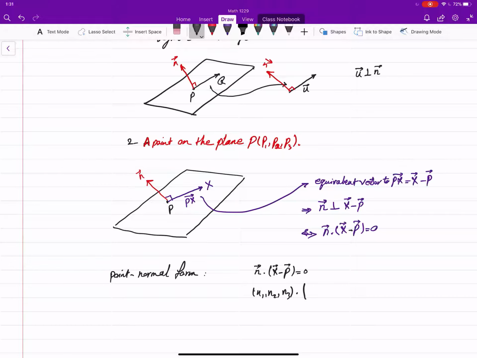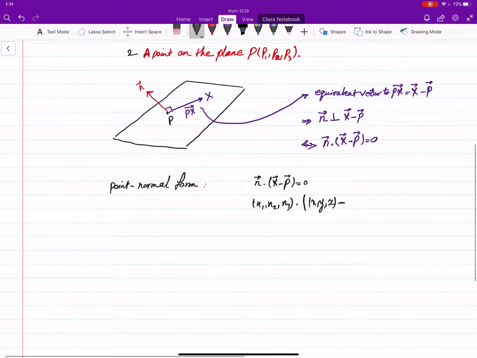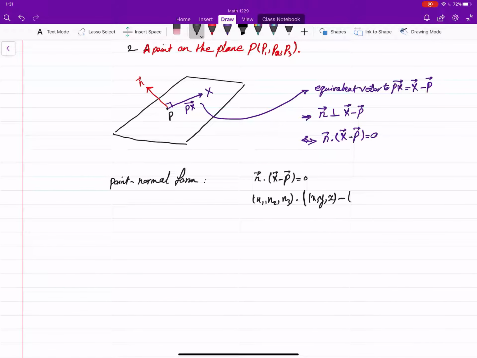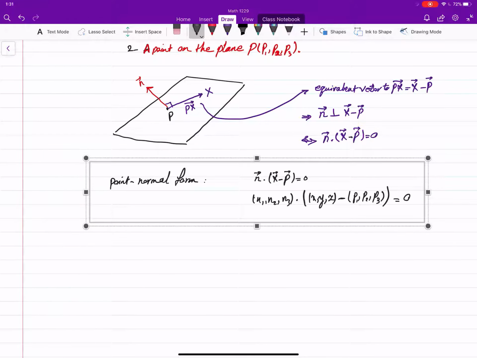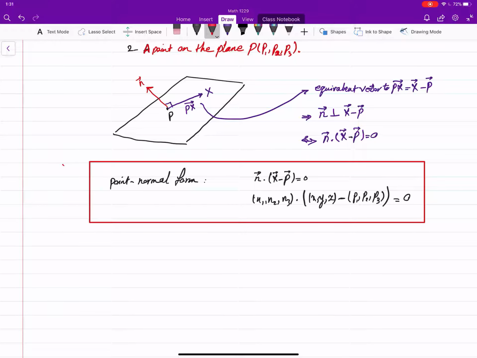x is any point on the plane. In other words, you have to arrange the variables of the equation in that point x. And p is p1, p2, p3. This is equal to 0. Well, that is how you find an equation. It's called point normal form, for the given normal vector and a given point. Well, let's do an example here.